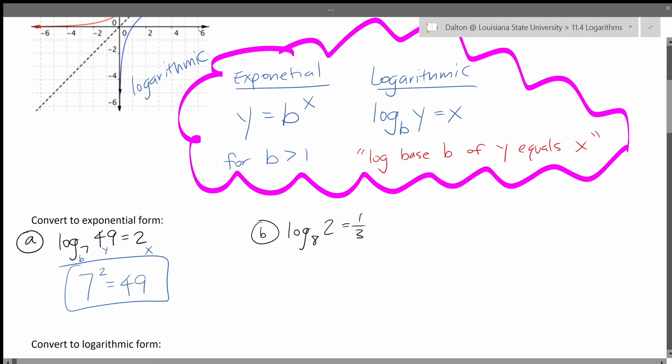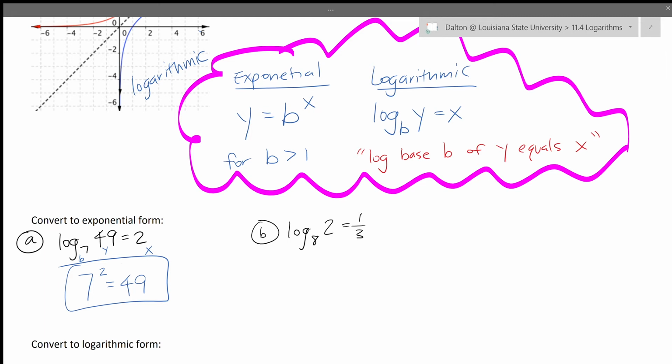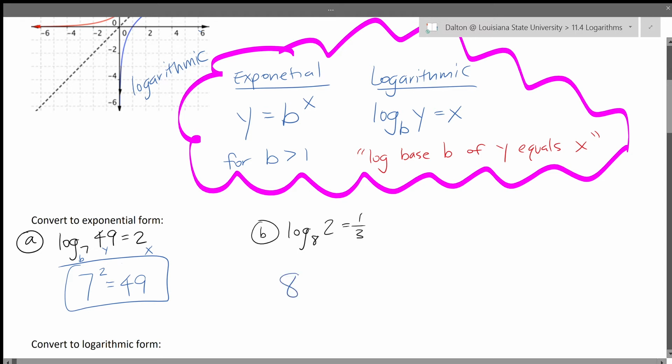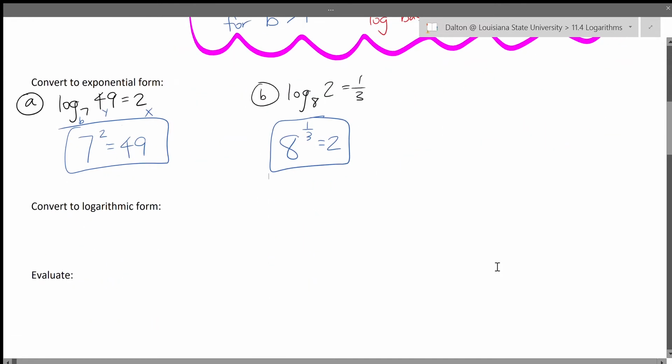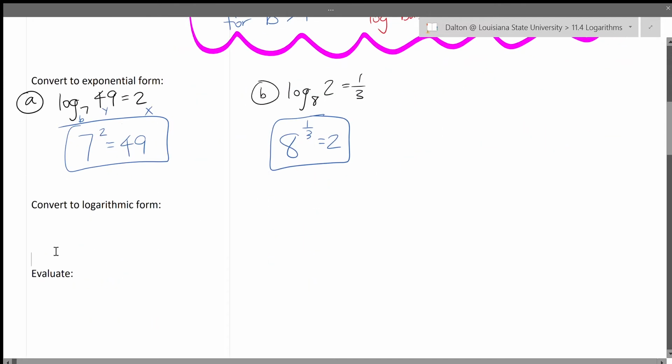Log base 8 of 2 equals 1/3. Same thing. Start with your base. So I've got 8, and then 8 to the 1/3 power is equal to 2. So that's going from logarithmic to exponential. Now let's go the other way.